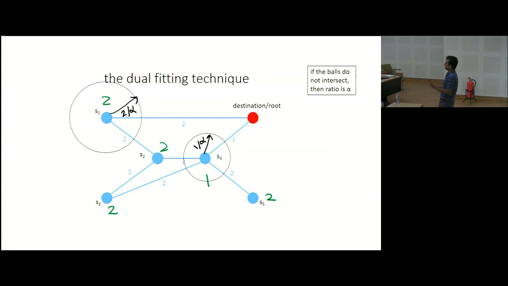Is this point clear? Any questions about this? Yeah. These circles, they don't live in Euclidean space, they live on the graph metric. They live on the graph metric, the shortest path metric of the graph.